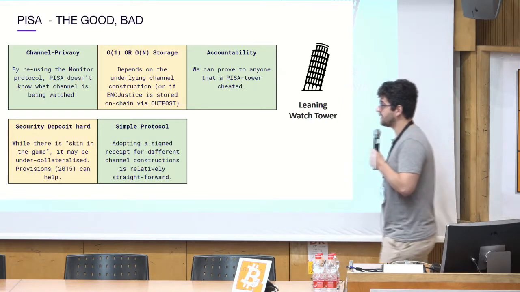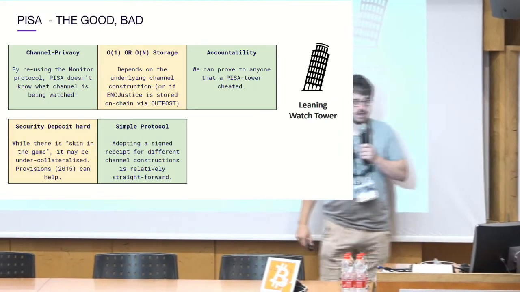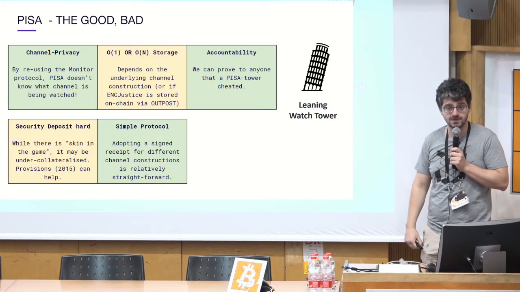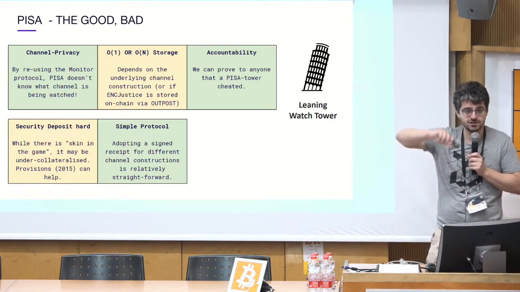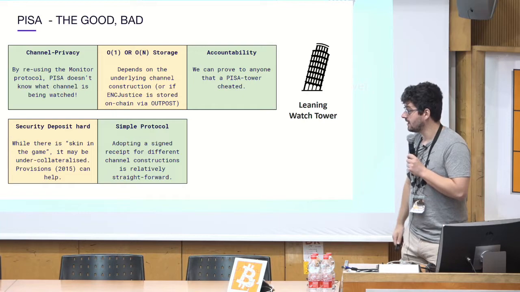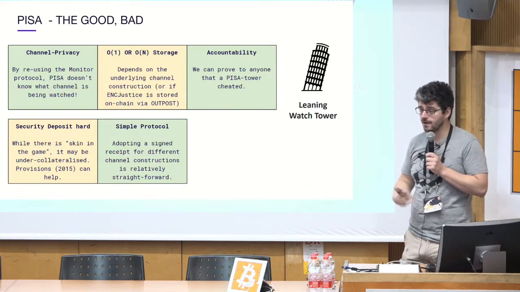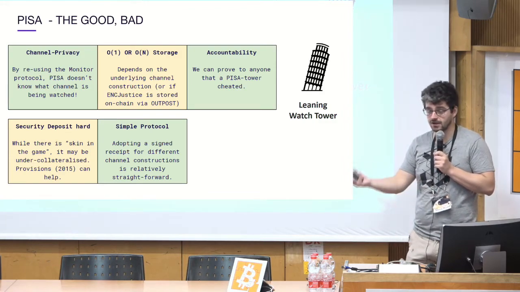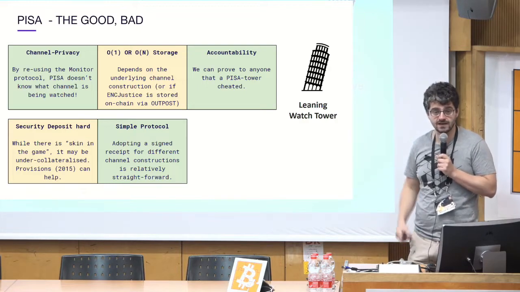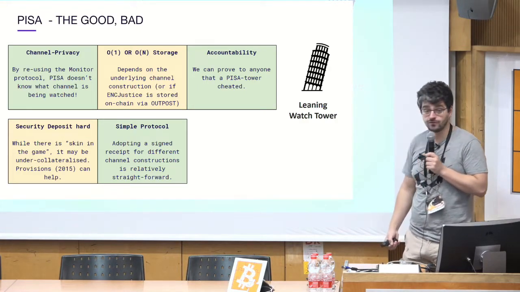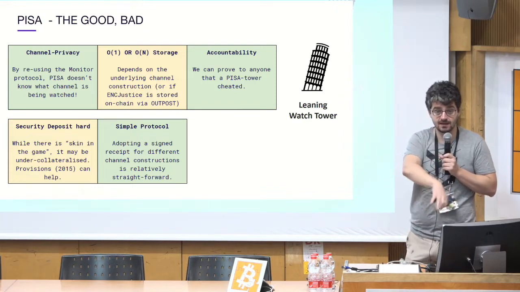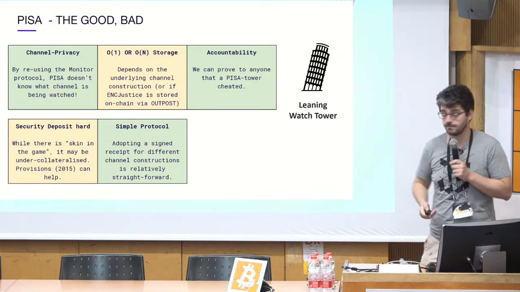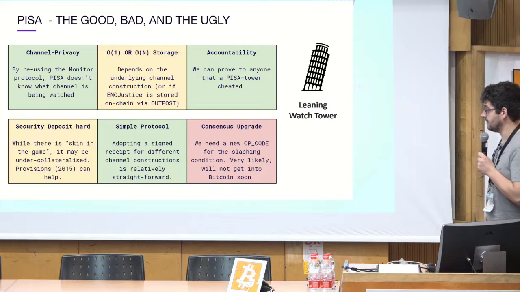The bad is that, depending on the channel construction, there's still order N or order 1 storage. But I should have written there, so far there's always order N updates. We still have to be notified about new information every time there's a payment, which isn't great. And the security deposit can be hard. We have $10,000 locked up. We could be watching $1 million of channels. If we're watching $1 million of channels and you have no idea, then we may be incentivized to cheat. So one cool idea would be to do proof of liabilities, where I can prove to you my assets, the $10,000, and my liabilities such that I'm under-collateralized, or over-collateralized. And the ugly, again, is that we need a new consensus rule.